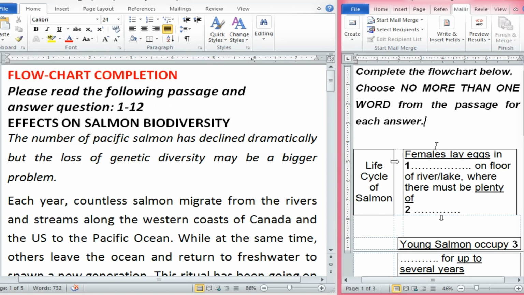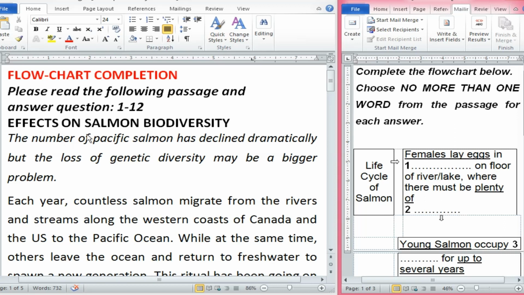So let's talk about the strategy that you are going to follow in this type of question. Number one, first you will see what type of question it is. So you will come here and you will say, okay, it's a complete the flow chart, right? Then you will look at the title, effects on salmon biodiversity, if there is any. Many times you don't have any title in the passage, so that's fine. What you have to do in the first 10, 20 or 30 seconds is try to know what the topic is, so that when you read the question it makes some sense to you, right?